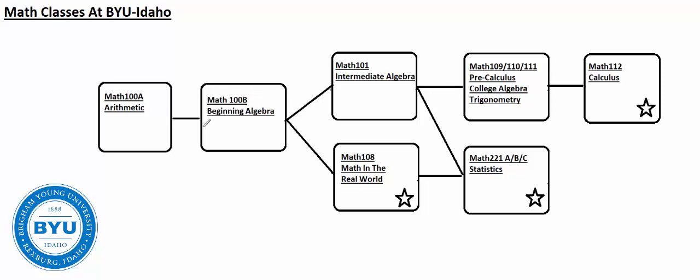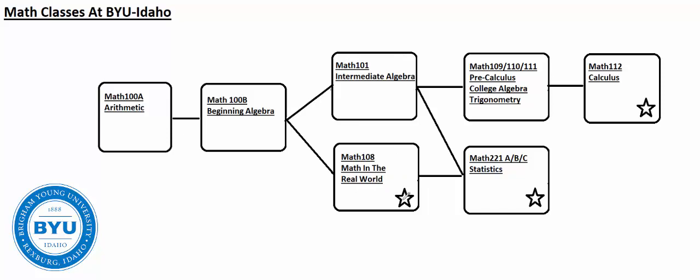Now, you should be aware that when you take Math 100B, it will open the door to two additional classes, Math 101 and Math 108. Math 101 is Algebra 2, and Math 108 is Math in the Real World.